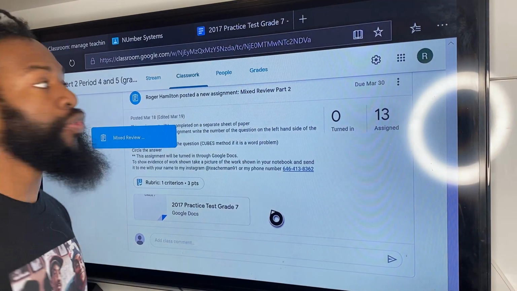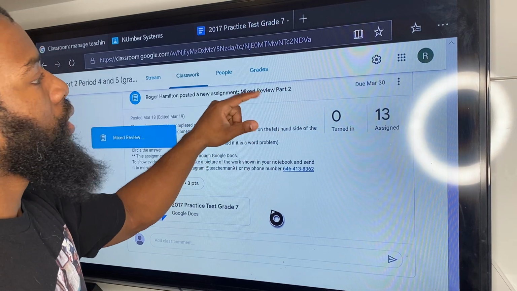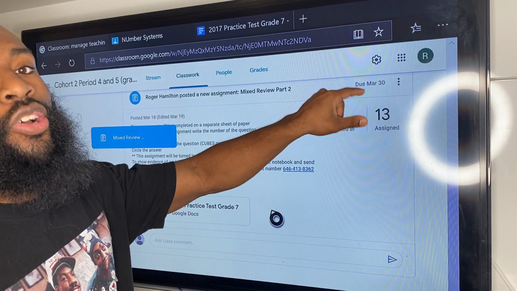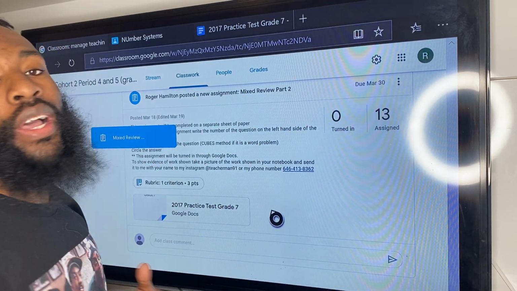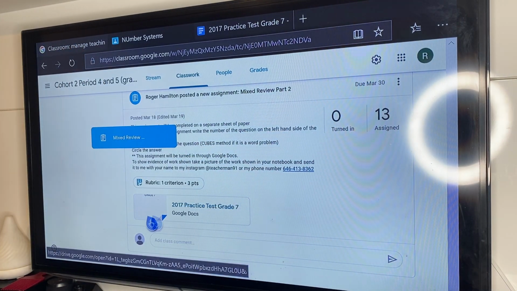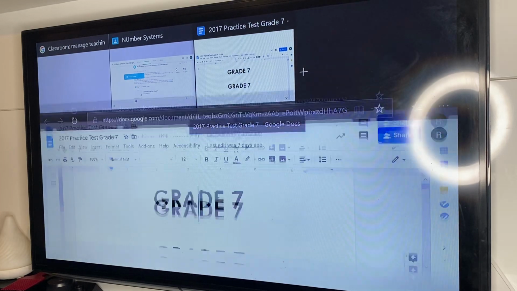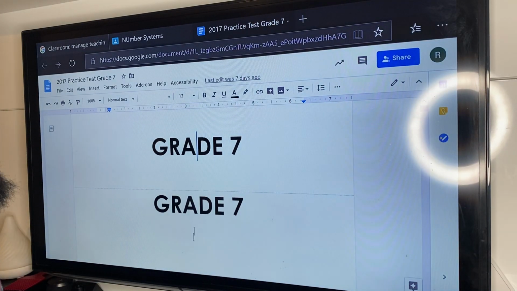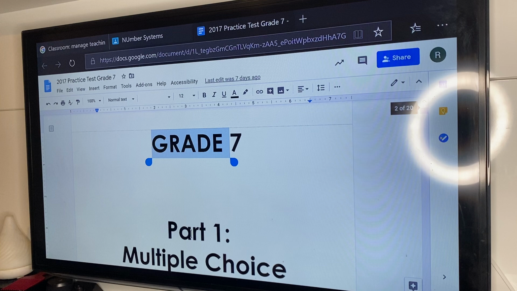Okay, so this is our mix review part 2. This is the next assignment you're gonna do. This is due March 30th. So if you're done with the first assignment, you can go ahead and be ahead in the game and start this assignment. So you click this and you get to this link here. And this is what the assignment looks like. This is what you're gonna see.